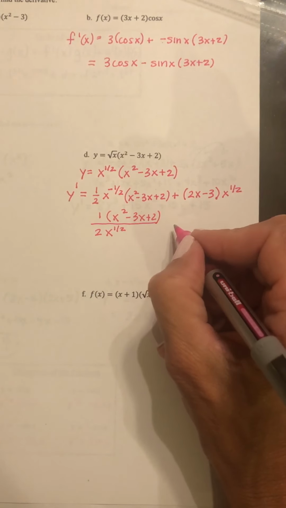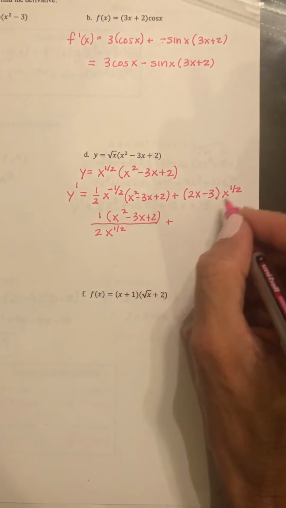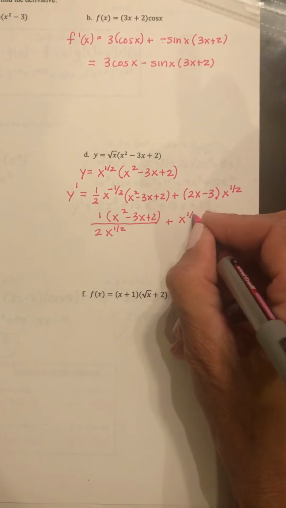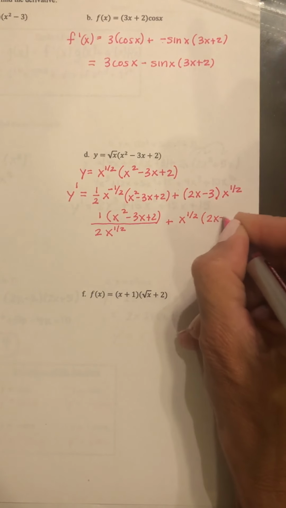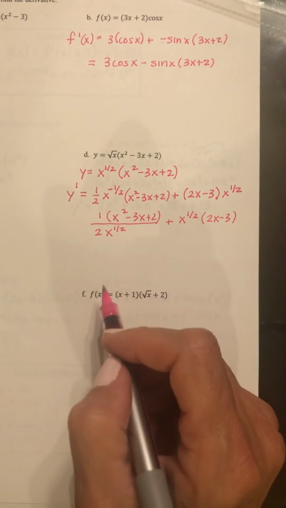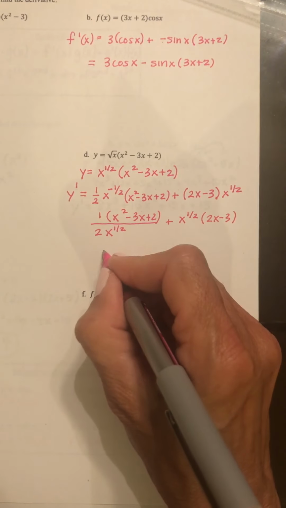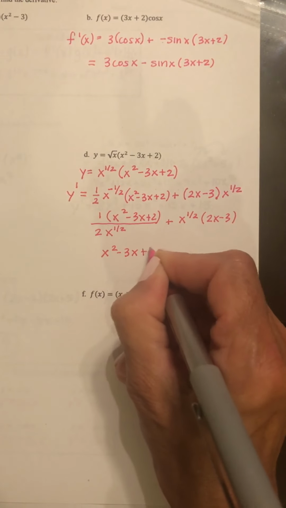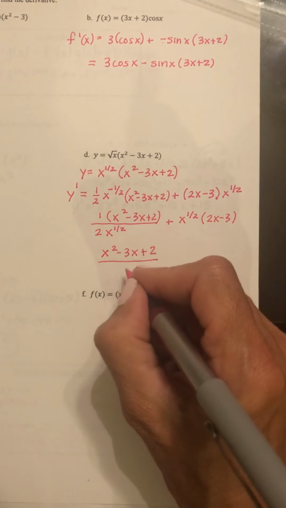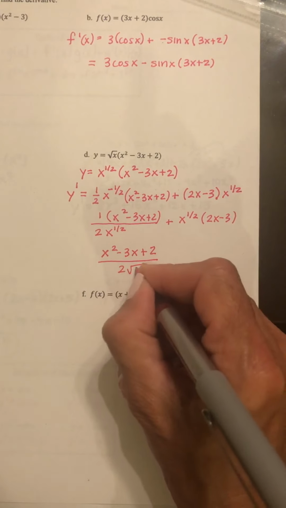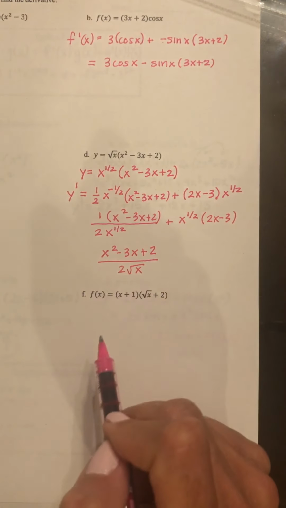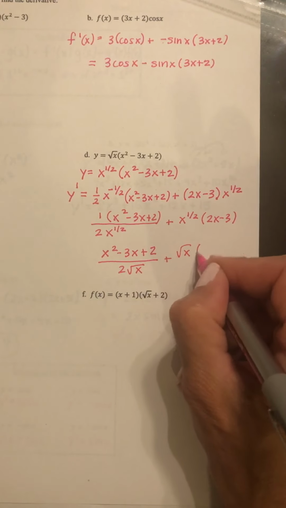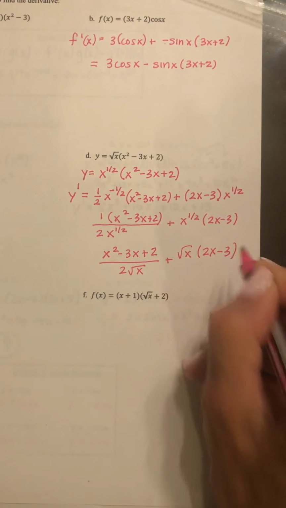And then plus, I mean, what could you do here? You could bring this x to the 1/2 in front. I'll show you why in a sec. Times 2x minus 3. Last thing I would do is change the 1/2s for radicals. So I would get rid of that 1 up top in the numerator. X squared minus 3x plus 2 all over 2 times the square root of x, because I traded in 1/2 for the square root, plus the square root of x, change that, times 2x minus 3.